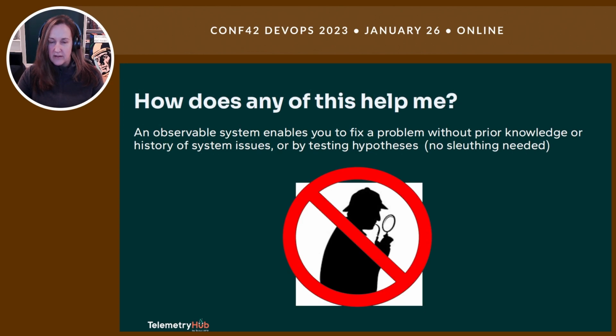So, how does any of this help me? An observable system will really help you fix problems that you didn't anticipate and be able to navigate requests across your system in a way that you weren't able to do before. What I always like to highlight here is that at a company that I worked at, we had an engineer, we'll call him Bob, and he knew everything about one legacy part of our platform. He was the only one that knew it. He was the only one that supported it, unfortunately for him.